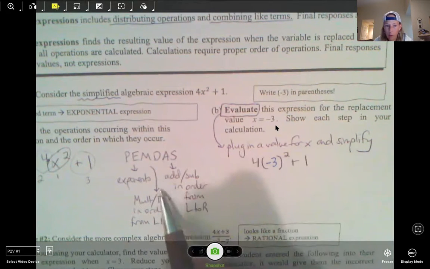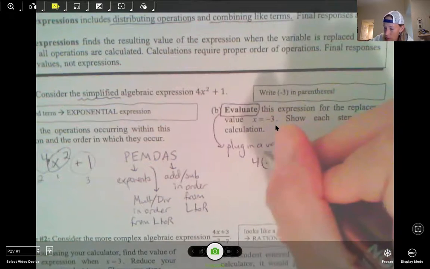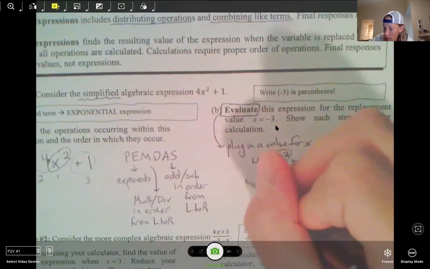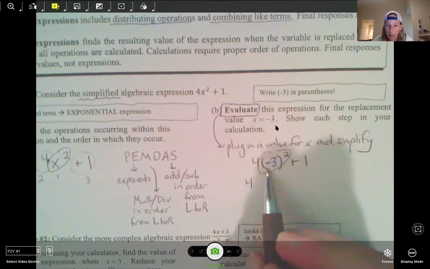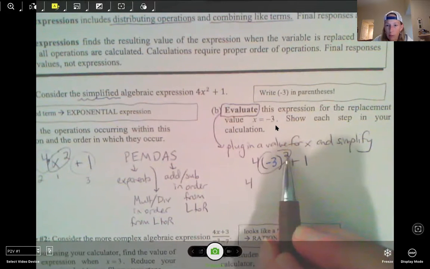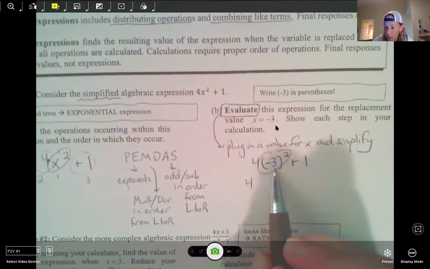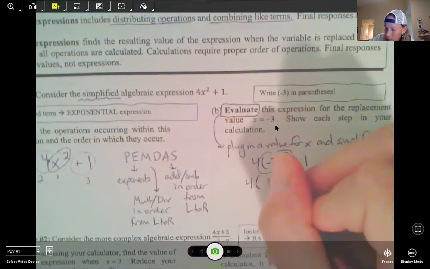But if we follow these order of operations, again, the first thing we have to do is exponents. And it's important to have parentheses here, because if you were just to type -3 squared into a calculator, it's going to tell you it's -9. If you use parentheses, it's going to tell you the right answer, which is +9. Anytime we square a number, a positive times a positive or a negative times a negative, the answer will always be positive.